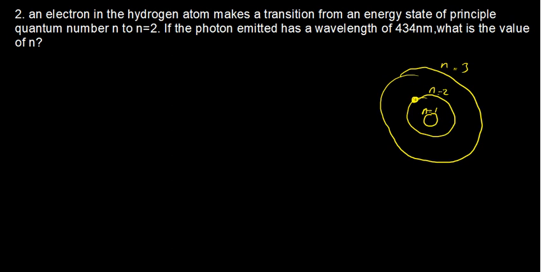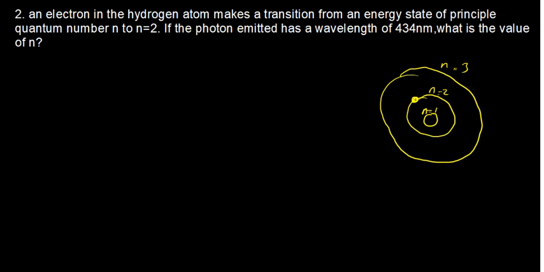Now I want to calculate where it is going to be found. Alright, so the first thing that we need to understand is that when energy is emitted, it is negative. So that is the first thing we need to understand. The energy will be negative there.